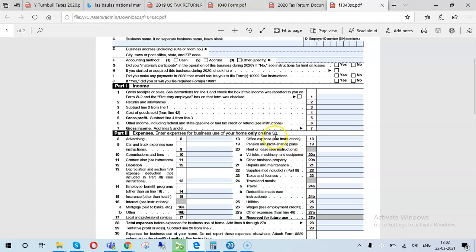Okay, now we are going to talk about Part 2, expenses. Guys, you can see many lines like advertisement and many others are quite self-explanatory. Like line number 8, for advertisement, if you made any advertisement payment for your business purpose, then you have to mention or provide the information here.